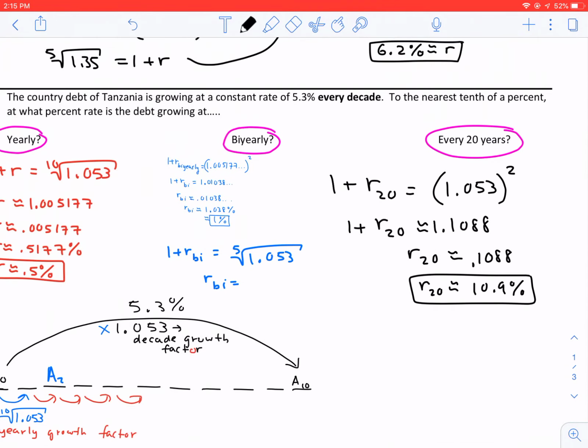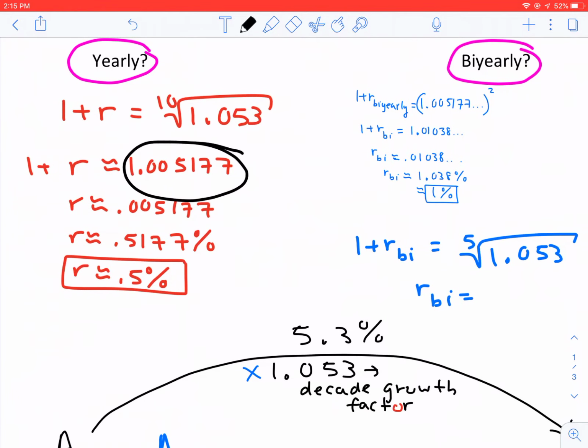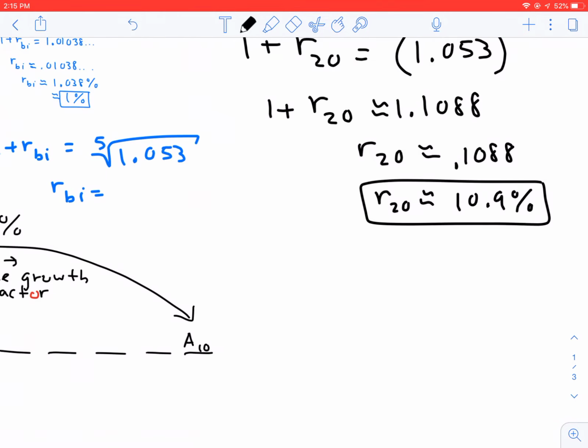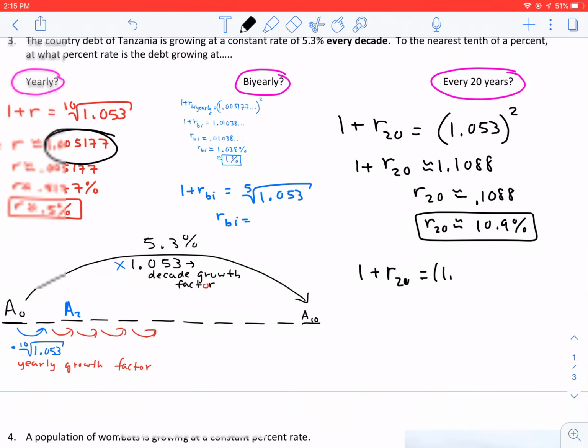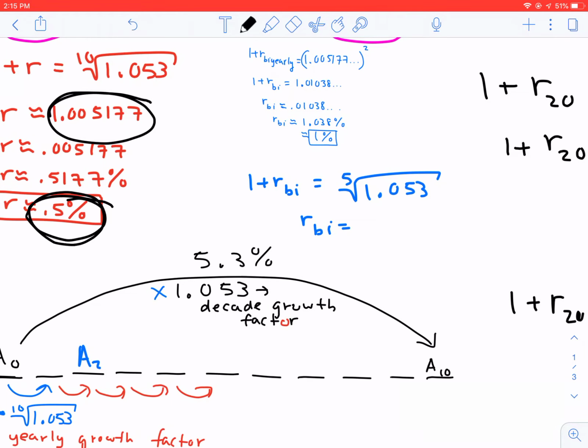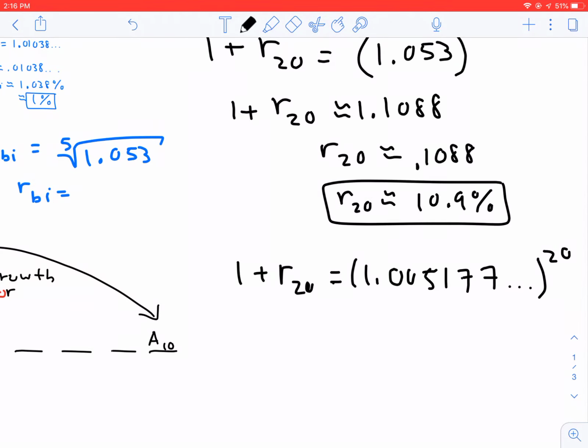Right, so again, it's not just this number times 2. It's a little bit more than that. Think about how we can find this answer using the yearly growth rate or the bi-yearly growth rate. Well, using the yearly growth rate, it's just going to be our yearly growth factor to the 20th power. 1 plus r sub 20 would also equal 1.005177. You definitely want to use as many decimals as you can. Definitely don't use this rounded value because they're going to be way off. You can also do this to the 20th power and get r sub 20 this way.